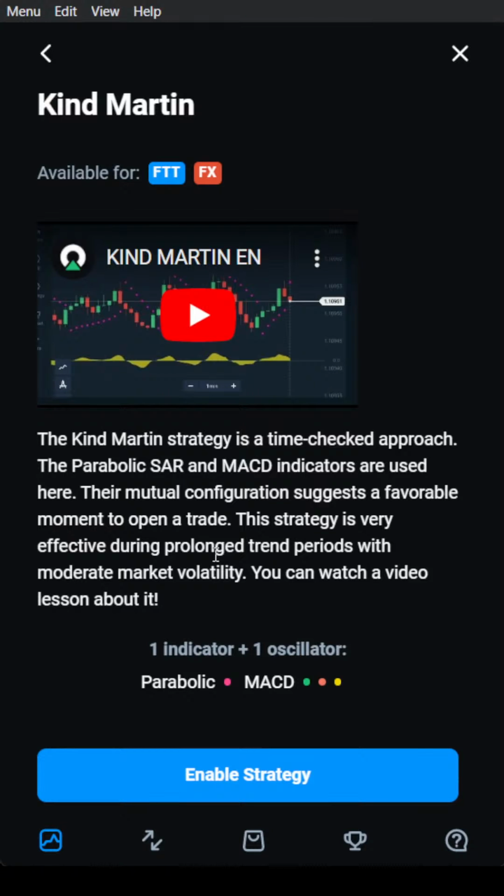This is more effective during a prolonged trend period. So this strategy is used in the assets where we see a trend. So if we see an upward trend and the parabolic and MACD give a signal, we make an up trade. I will guide you, I'll show you how to pick the signal. And the market fluctuation has to be very low. That is the time when this strategy is very effective.